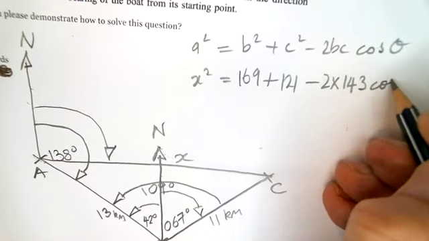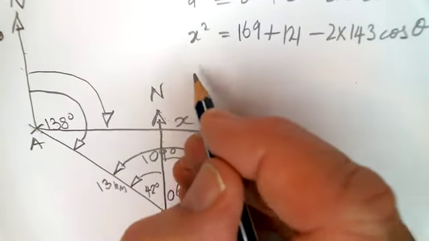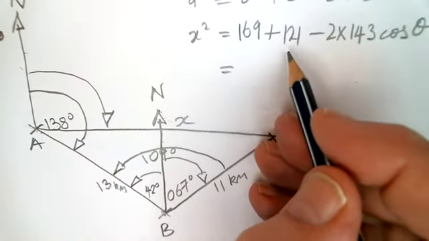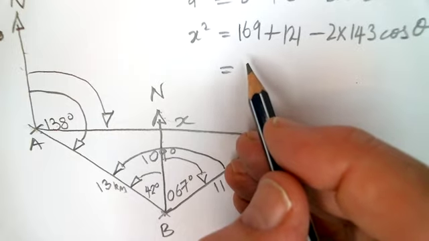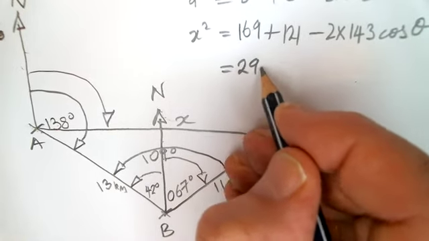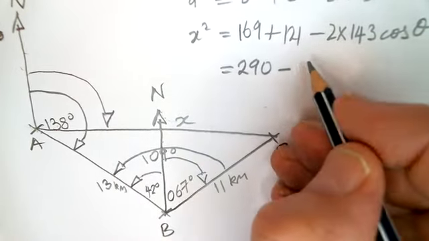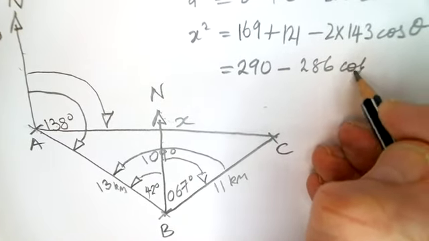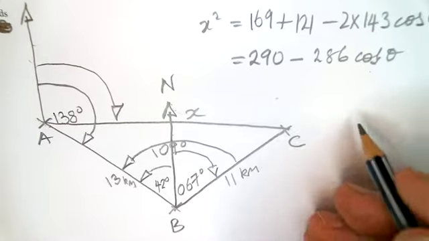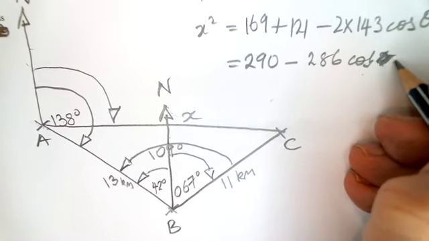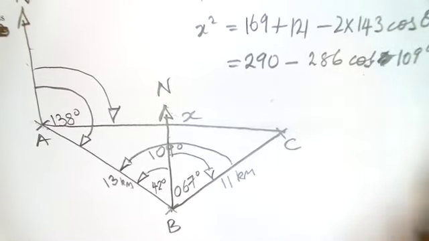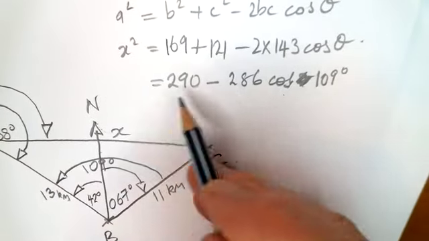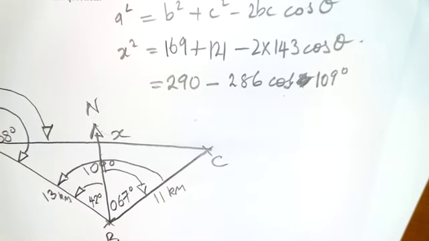143 cos theta. X squared is, well, 169 and 121 is going to be 290 minus, well, 2 times 143 is going to be 286 cos theta. And theta in this case is 109 degrees. There it is. So we can go ahead and work this out. In fact, I'll just do it on the calculator straight away.